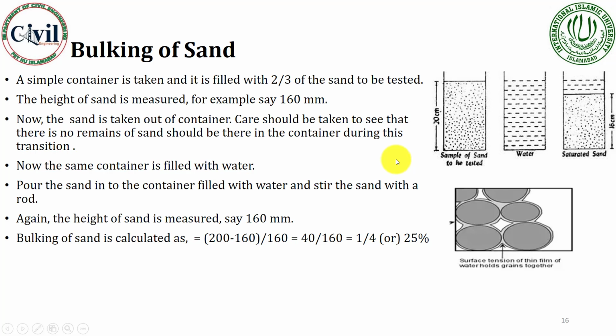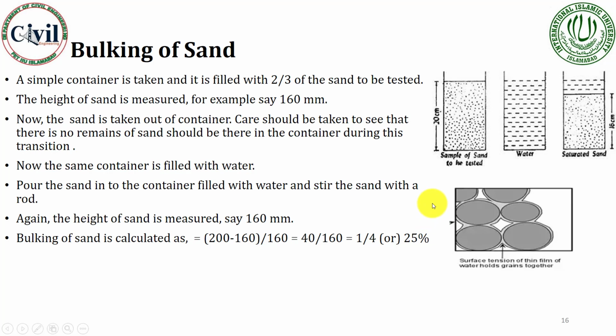Secondly, there is another procedure that you can follow, which is a little cumbersome. Additionally, after finding the bulking, you must have a known value of water content. So you must take the sand sample and place it in an oven for 24 hours at 110 degrees Celsius so that you can know the water content present in the sand. In this way, you can find the bulking as well as its moisture content.